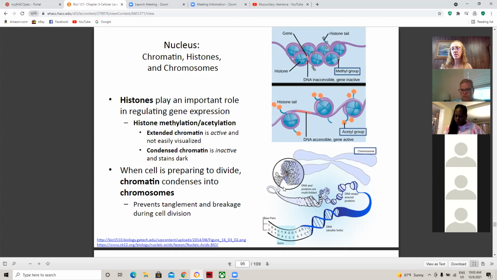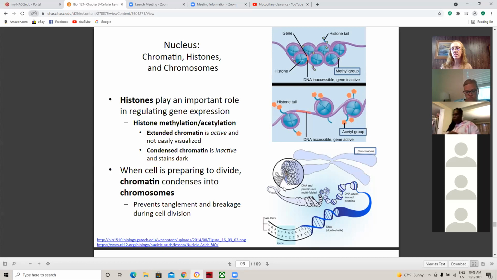When the histones are acetylated instead of methylated, the acetyl group is a negatively charged polar group. When the histones are acetylated instead of methylated, that DNA is open for gene expression.